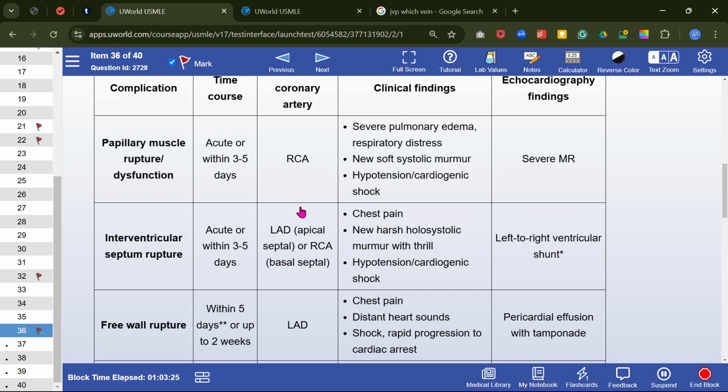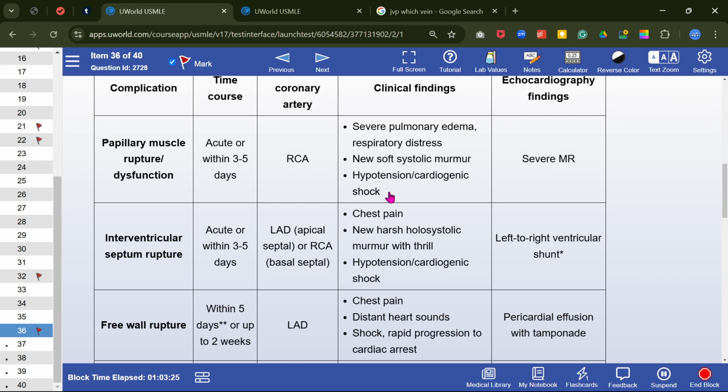Interventricular septal rupture occurs within 3 to 5 days. It involves the LAD, apical septal, or the RCA, basal septal. It presents with chest pain and a new harsh holosystolic murmur with thrill, hypotension or cardiogenic shock.